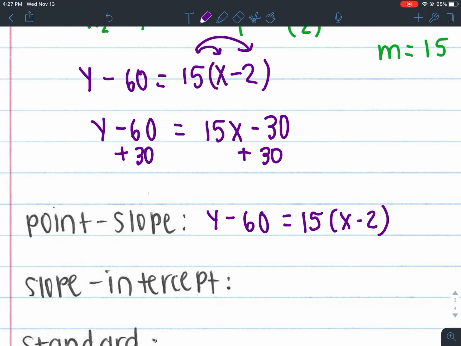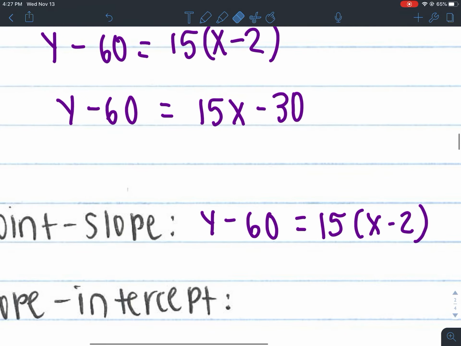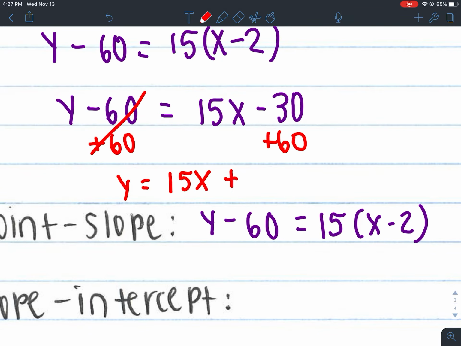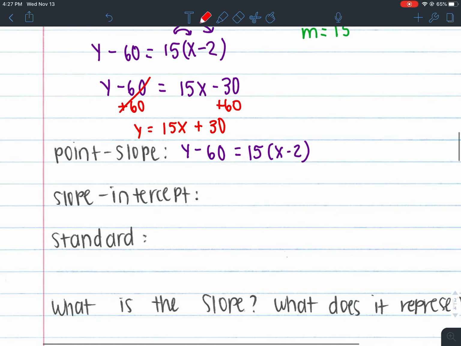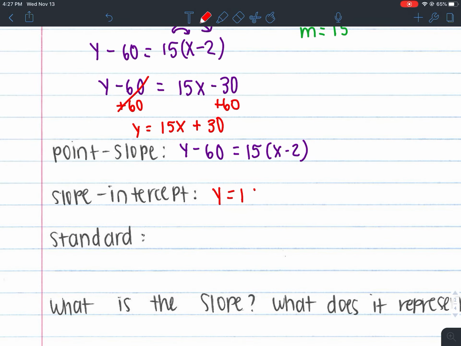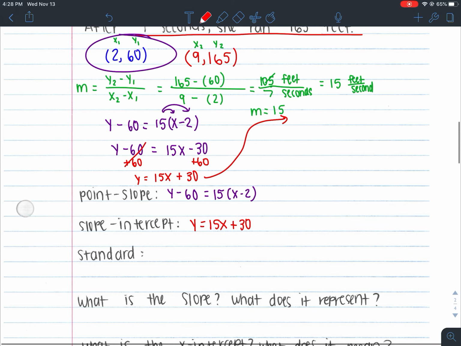Next step is add 30 to both sides because we want slope-intercept form. Y equals 15x. Oops, you know what I messed up on? I'm not supposed to add 30. Why am I not supposed to add 30? Well, I'm trying to get the y by itself, so I should be adding 60. That's my bad. I didn't realize my mistake. There we go. Y equals 15x plus 30. That's slope-intercept form. Okay, I'm going to go up here because I ran out of room.